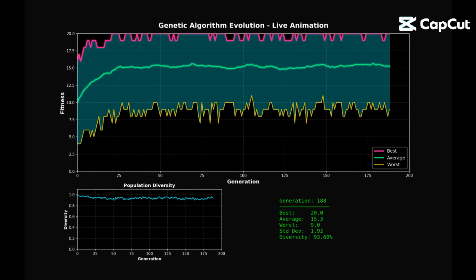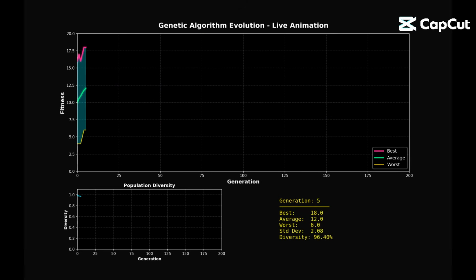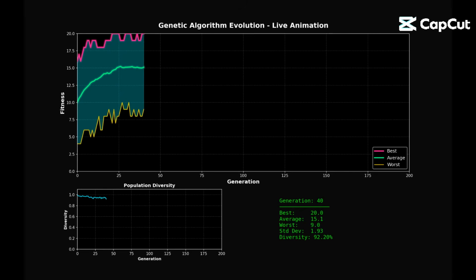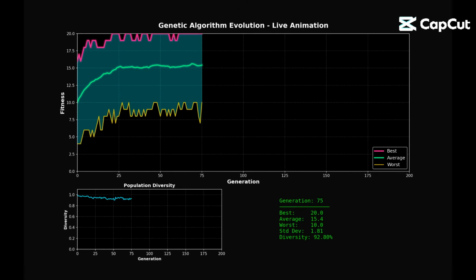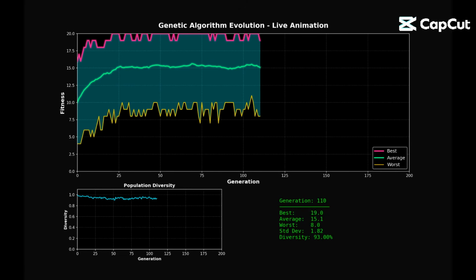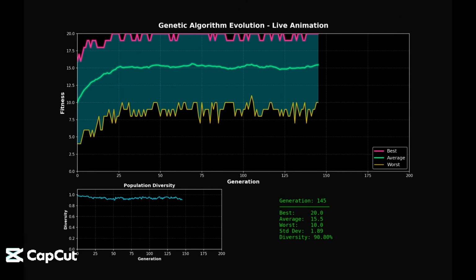In the middle phase, 50 to 120, progress slows but doesn't stop. We're now fine-tuning. The average fitness catches up to the best as elite genes spread. Diversity gently declines. This is the algorithm balancing exploitation, refining good solutions, with exploration, trying new combinations.